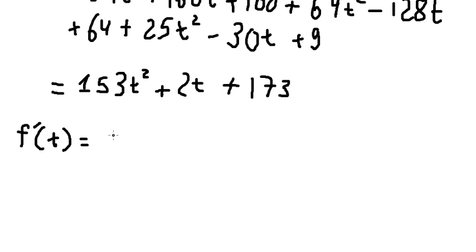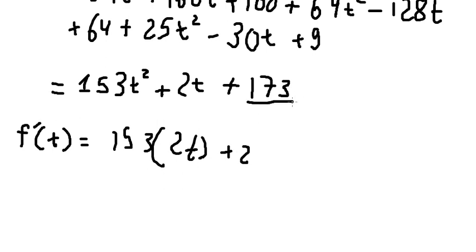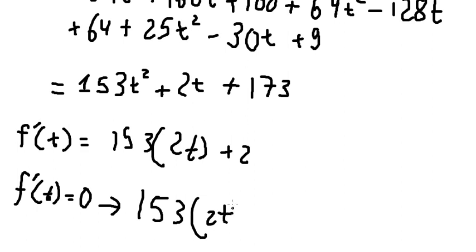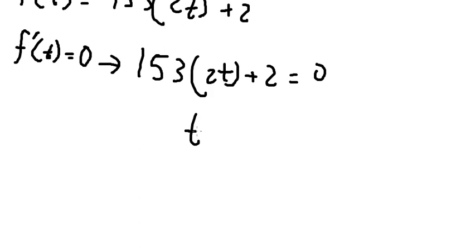So this one we have 153 times 2t. This one we have number 1. This one you get number 0 because that is the constant. So I will put this one equal to number 0. And now we can find the value of t. That is about negative 1 over 153.